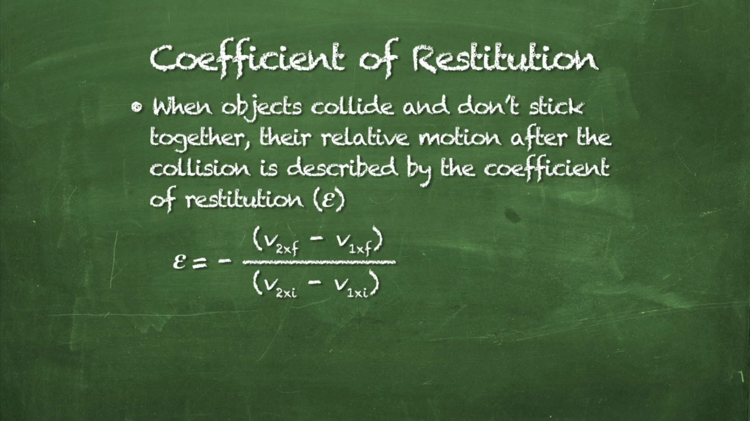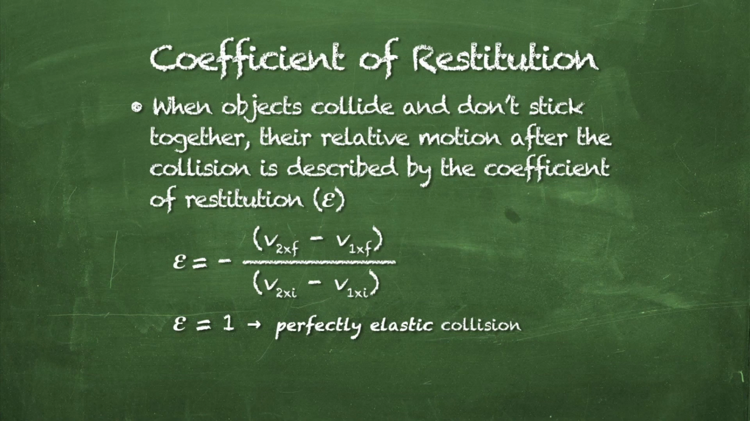What that is telling us is that the velocity with which the objects are going away from each other afterwards, divided by the velocity with which they approached each other initially, is equal to this quantity called the coefficient of restitution. If the coefficient of restitution is exactly 1, then that's something that we call a perfectly elastic collision. And what that means is that the objects recede from each other after the collision with exactly the same relative motion as they approached each other.